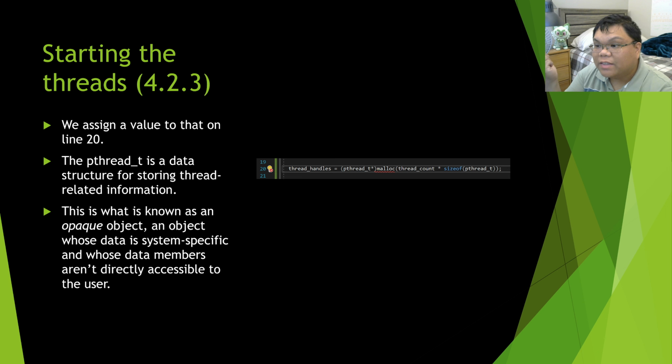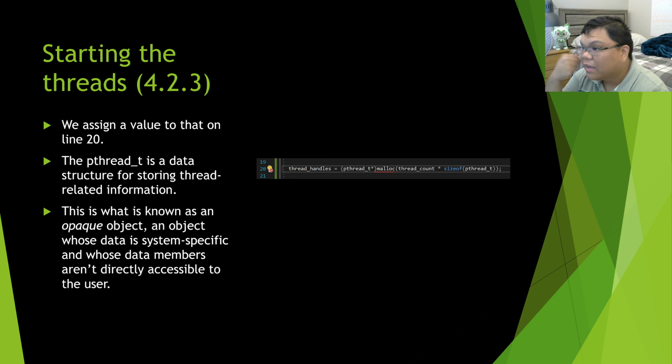So what is this pthread_t? What is this pthread_t thing anyway? Well, this is a data structure for storing thread-related information. It's what's called an opaque object, because not only is that information not accessible to the user, it's also system specific. But what are we doing with this pthread_t thing, these thread handles? Well, it's our thread handles.